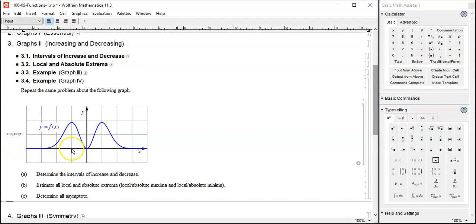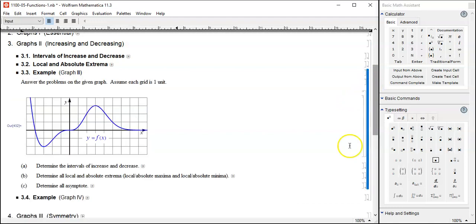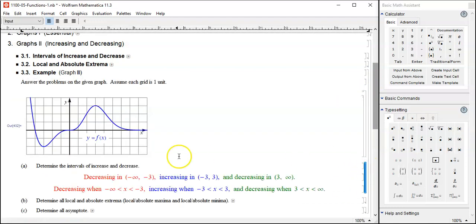From where to here? From here to here. From here to here. And here to there, like that. What's here and what's there, I'm not telling you. You figure those out. Okay, so much for intervals of increase and decrease. One more comment here. One little comment. Let's look at this blue part. Increasing in negative 3 to 3.